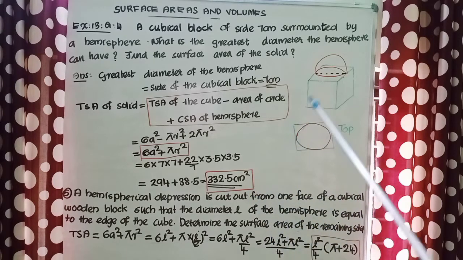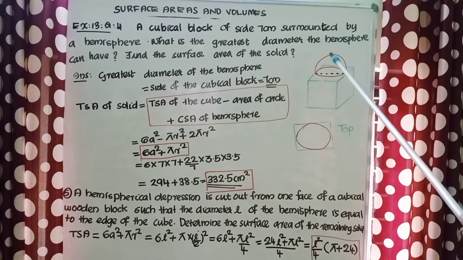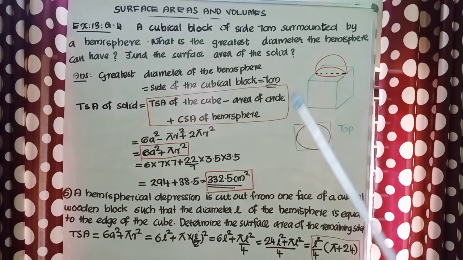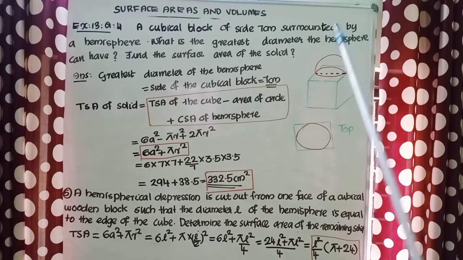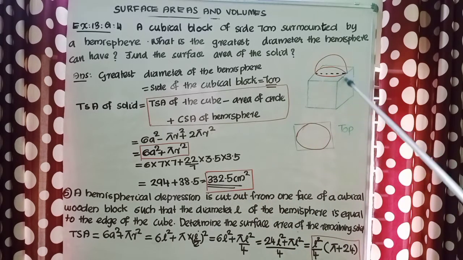Here also the idea is same. There is a cubical block. Here in this case a hemisphere is kept on the cubical block. In the second case a hemisphere is kept inside the cubical block. A hemispherical depression is cut out. That means there is forming a depression of hemisphere. So here also we can use the same formula to find out the total surface area.